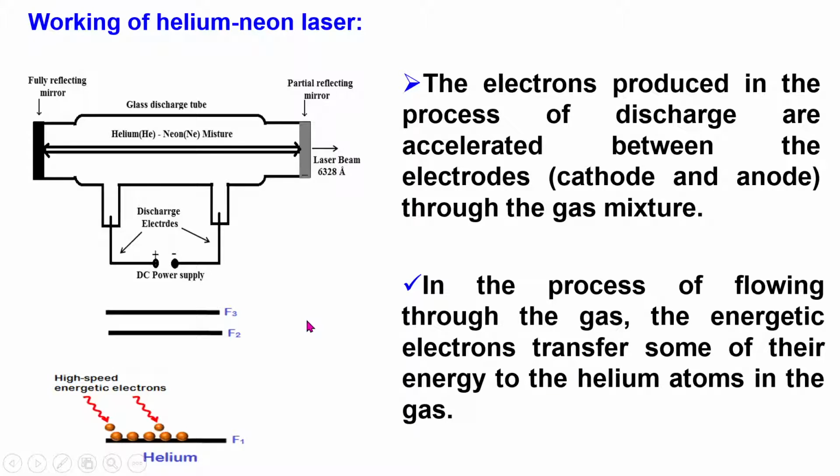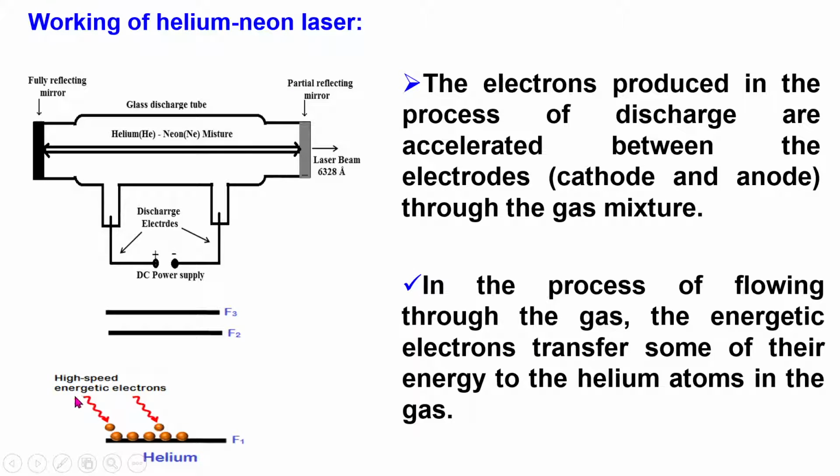Due to this high voltage DC power supply, the electrons produced in the process of the discharge get accelerated between these two electrodes, the cathode and the anode, through the gas mixture. So now, in this process, these electrons are flowing through the gas and these energetic electrons transfer some of their energy to the helium atoms in the gas.